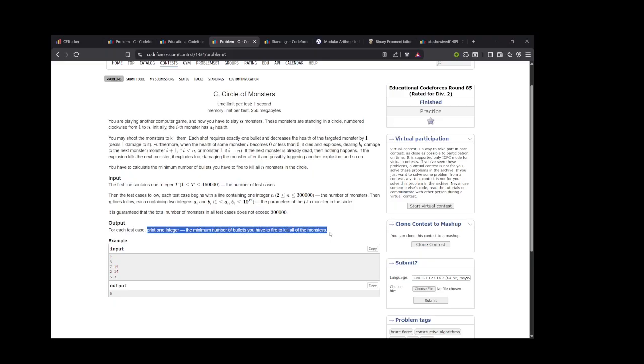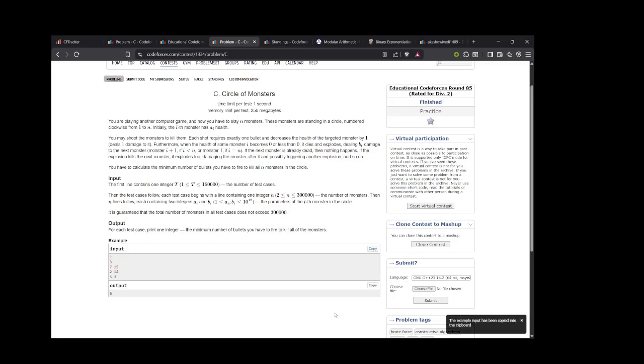For each test case, print one integer, the minimum number of bullets you have to fire to kill all the monsters. So when you read this statement, what comes to mind is that you would need the minimum number of bullets. So to solve this problem, I'd be using a greedy idea. So what could be that greedy idea?